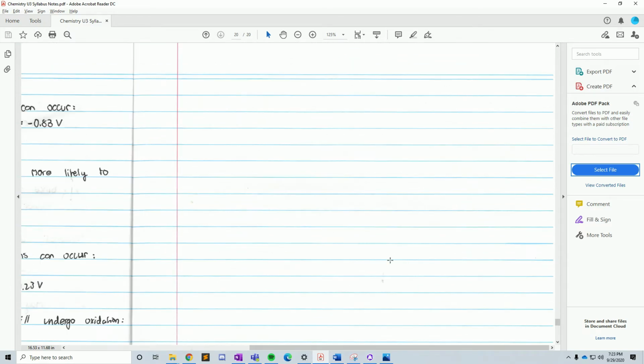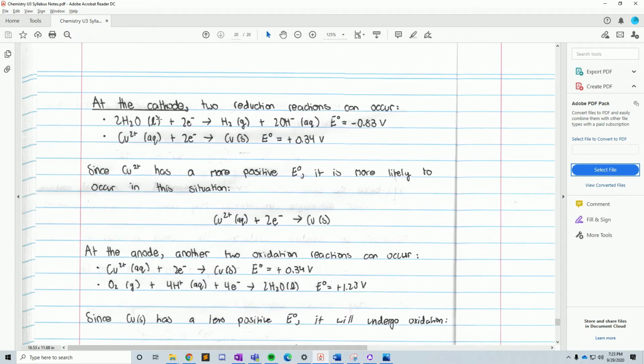And so now let's keep on with the process outlined, and let's look at the cathode. Two reduction reactions can occur at the cathode. We have H2O might be reduced, producing hydrogen gas and OH minus, and that has a potential of negative 0.83. Or Cu2+ could be reduced, forming Cu solid, and that has a potential of 0.34. Because that wants to occur more, because it has a higher potential, that's what's going to occur. And so that's what you get.